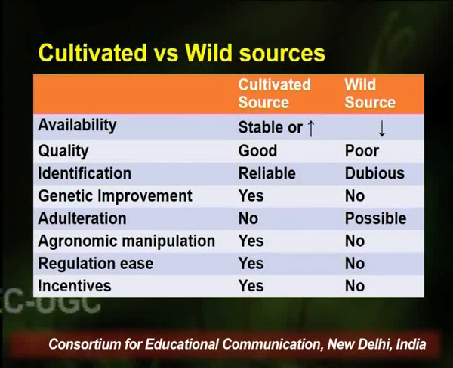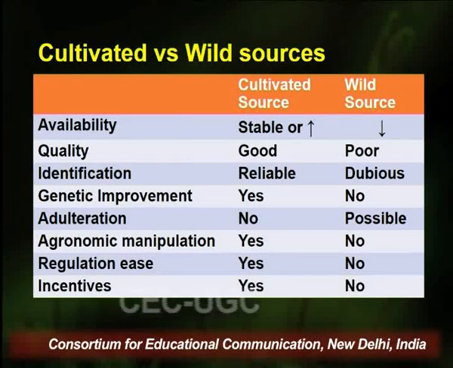Next is adulteration. There is no chance, or very little chance, of adulteration whenever the plant is obtained from the cultivated source, whereas if we get the desired species from the wild source, there is every possible chance of adulteration, whether due to the ignorance of the collector, due to the collection of weeds that are growing in the near vicinity of the medicinal plant, or due to the wrong collection of another variety of the same species which is morphologically similar.